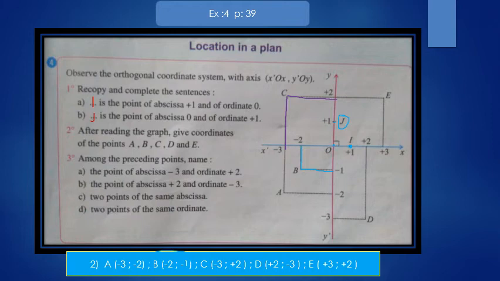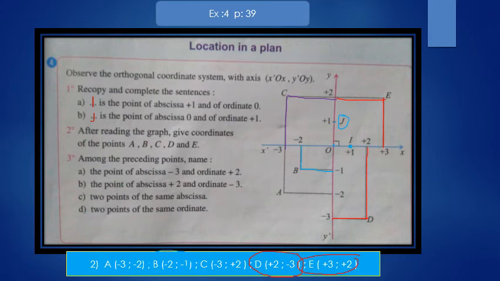Point D, always start by projecting on the x-axis, +2, and on the y-axis -3. So the coordinates of D are (+2, -3). Okay, always the first one talks about abscissa or the projection on x-axis, and the second one ordinate or the projection on y-axis. What about point E? E here, (+3, +2). Here are the coordinates of E. Okay, and that's how we write them.